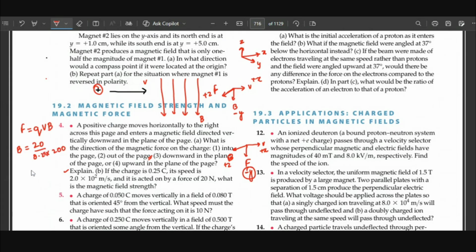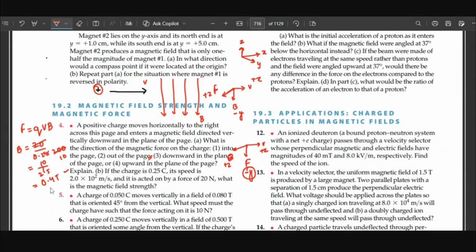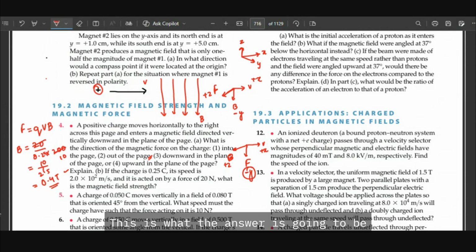200 is given. So what you can do? It is simply 1 by 10. It is going to be 2.5. We'll write it this way. It is going to be 0.4 Tesla. This is what the answer is going to be. Did you get this?